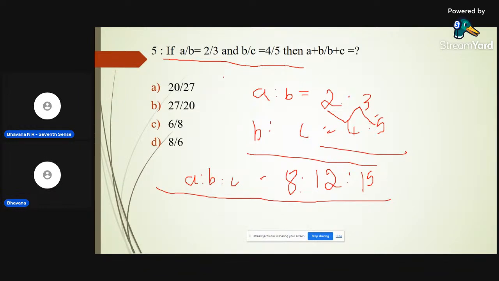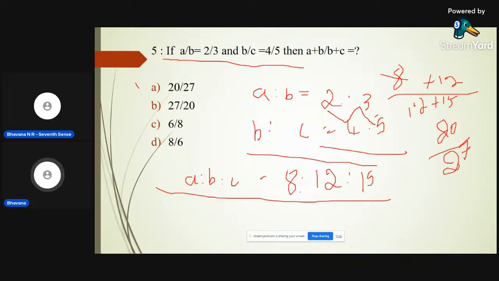So next, what they have given here, A plus B. So A means 8 plus 12, that should be divided by 12 plus 15. So what is the value? What is the answer here? 20 divided by 27. So option A is the correct answer.